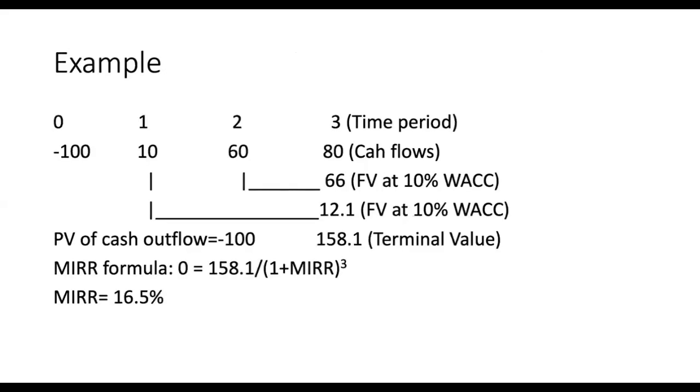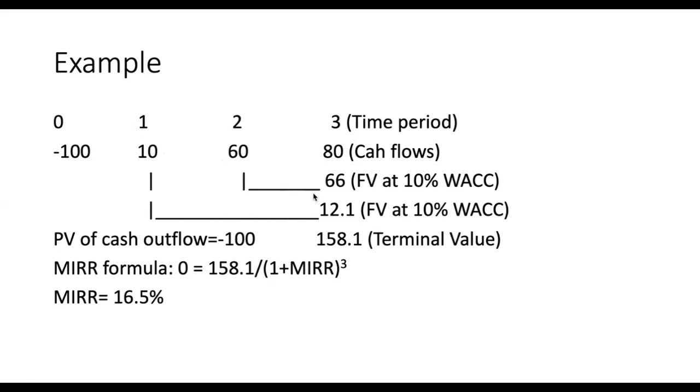Let's look at an example. These are the cash flows for project A. For year zero, we have a cash outflow of -100. For year one, we have a cash inflow of 10. For year two, we have a cash inflow of 60. For year three, we have a cash inflow of 80. Now, to find the future value of all the cash inflows, there are three cash inflows. That is 10, 60, and 80.